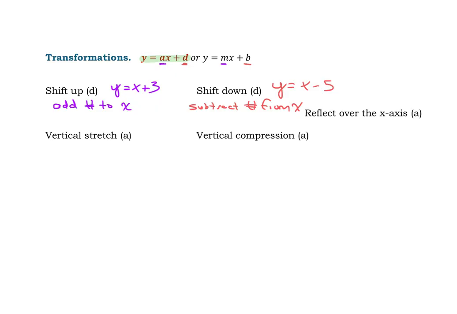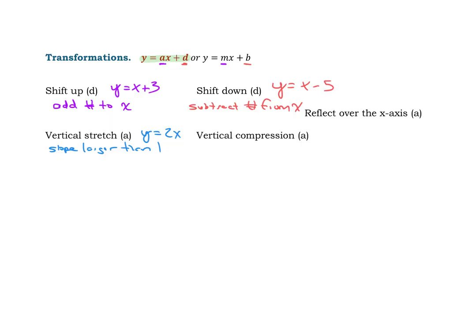Now the a value is our slope. So talking about slope, if I want a vertical stretch, I want to stretch it up and away from the x-axis, and that would make my slope larger than 1. So for an example, that would be y equals 2x. That's up 2 over 1 instead of up 1 over 1. If I have y equals 3x, that's up 3 over 1 instead of up 1 over 1. So I'm stretching it up and away quicker from the x-axis.